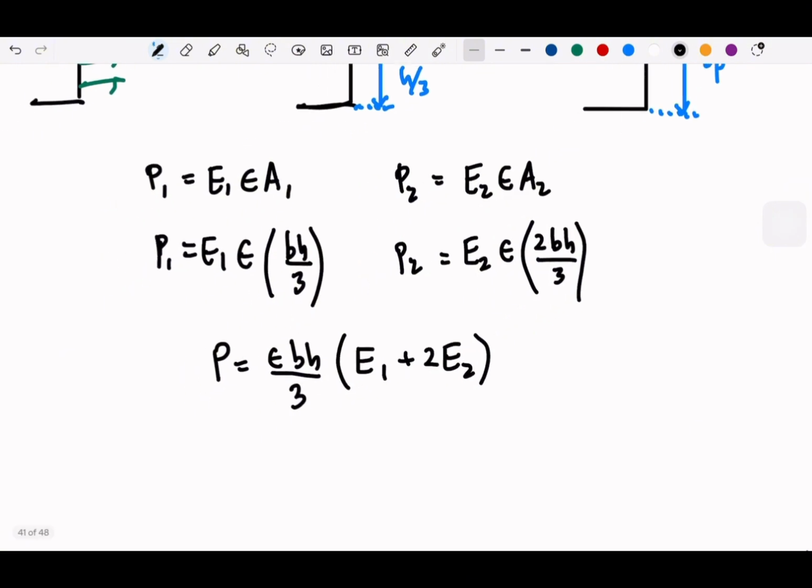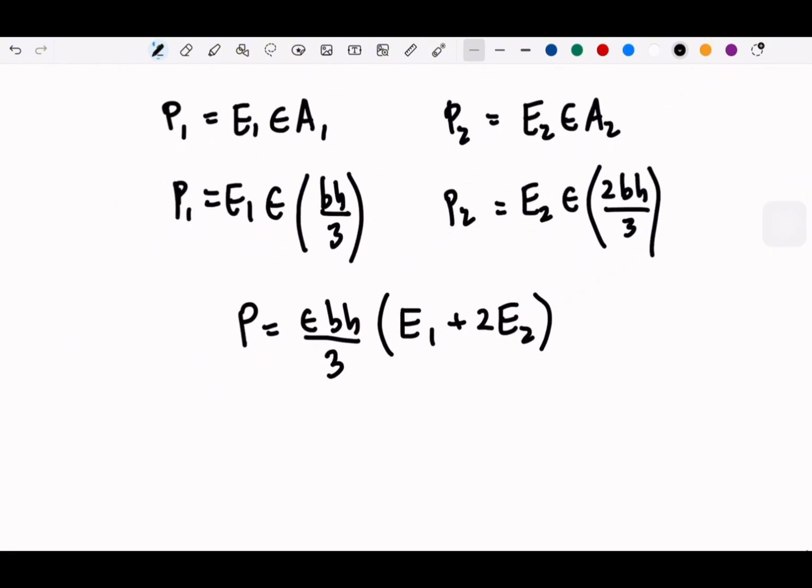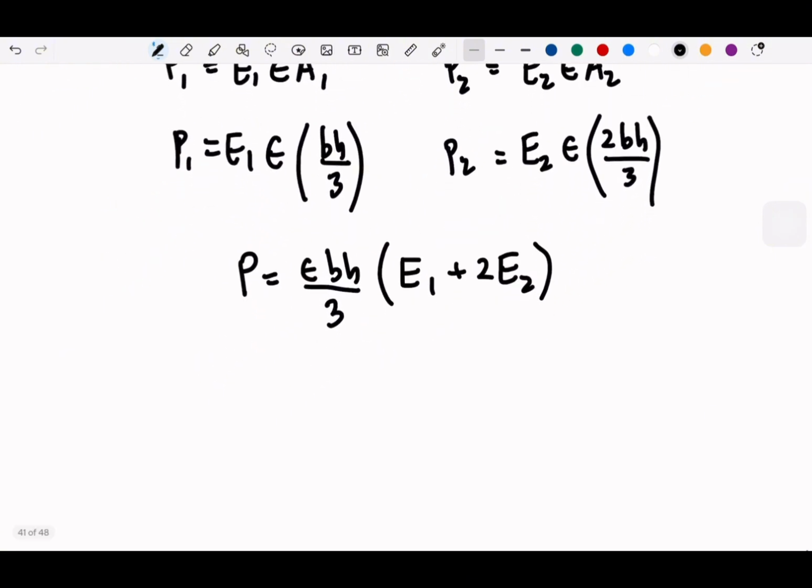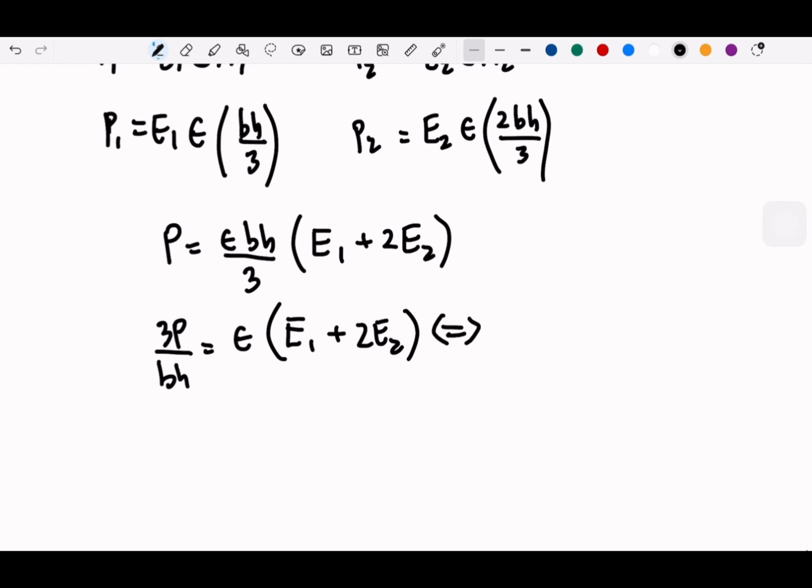And then we can work this in terms of strain. So let me write one by one. 3P over BH is E, and this is the Young's modulus. So the strain is 3P over BH, and this will be E1 plus 2 E2.